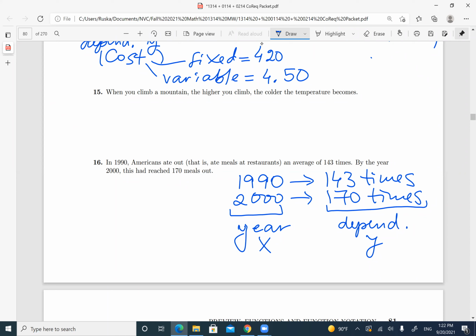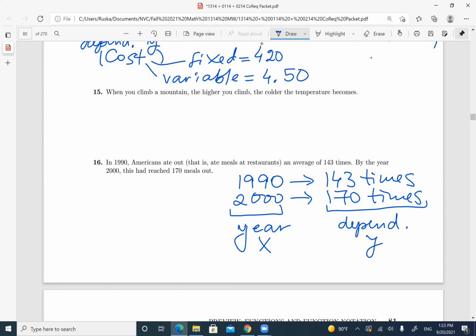If it's linear, you can find the slope, which is the rate of change, like how many times it's increasing every year, right? We can calculate that, but it's not given. So the rate is not given here. If it said the relation between the year and the times going out was linear, then you could find the slope. But in this case, the rate is not given. Make sense?